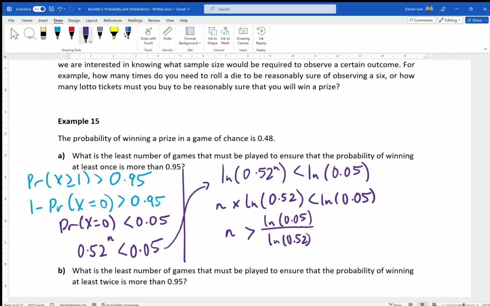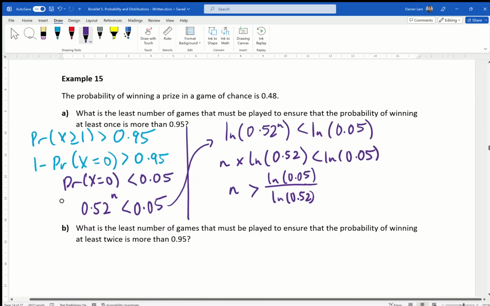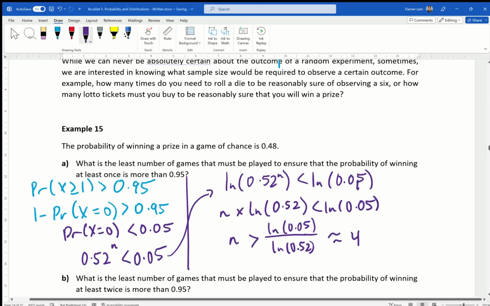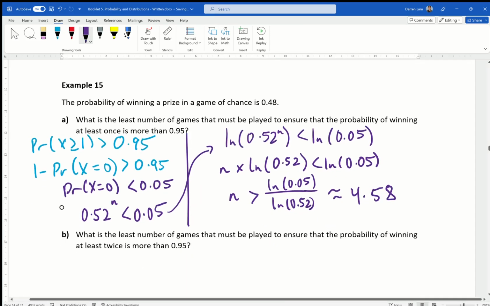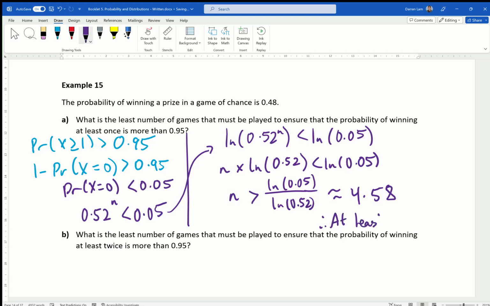So this ends up being approximately 4.58. Now, that's not what the question's asking. The question says, what is the least number of games? You can't play 0.58 of a game, so therefore at least 5 games.